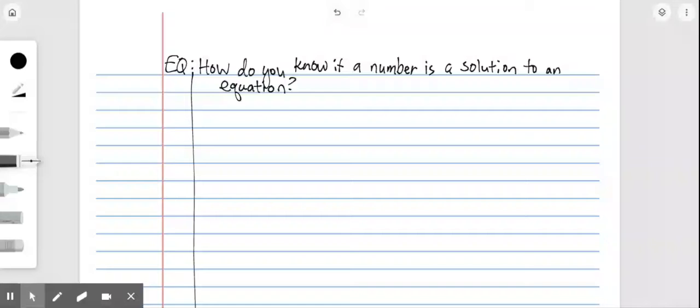Beautiful people, this week we're talking about solutions to equations. So our essential question is, how do you know if a number is a solution to an equation?